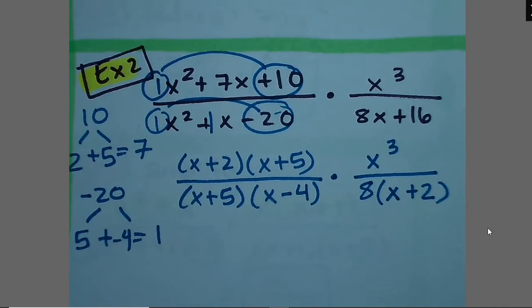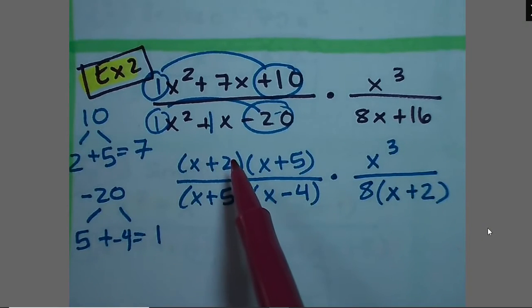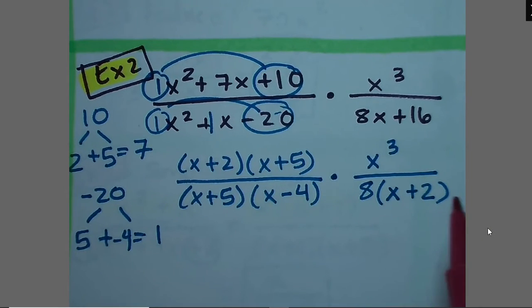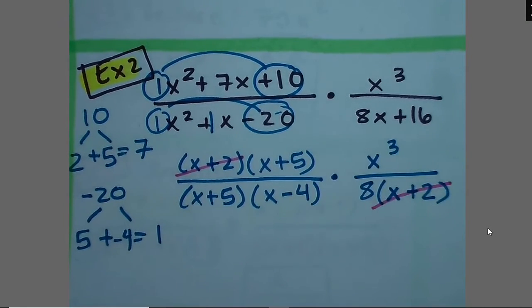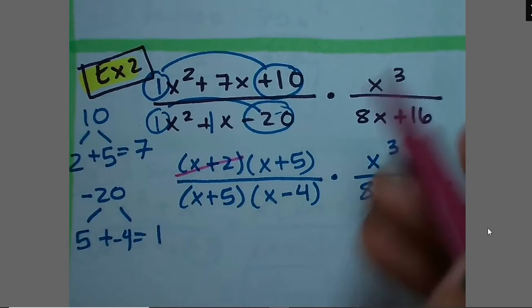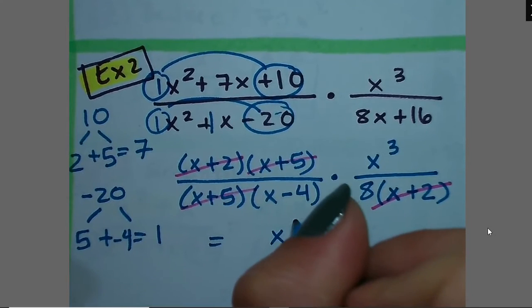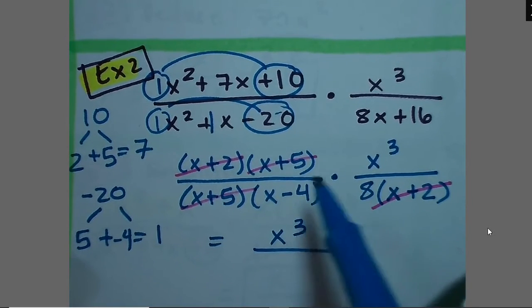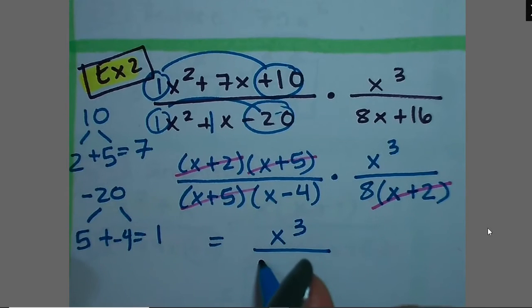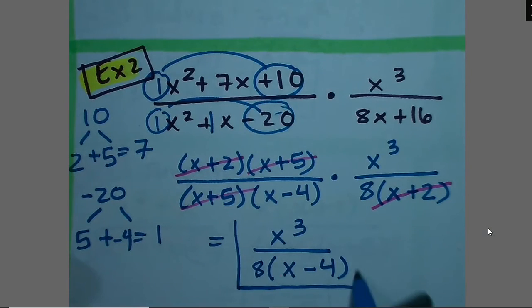So then our next step is just going to be crossing things out. Okay, so up here, we have an x plus 2 on the top, but we also have an x plus 2 on the bottom over here. So since we have 1 on the top and 1 on the bottom, then these are going to cancel out. We have an x plus 5 on top and bottom. And notice that there's nothing else that we have in common on the top and bottom. So our answer is just going to be x to the third divided by 8 times x minus 4. So we're going to put 8 times x minus 4. All right, so this is going to be your answer here.